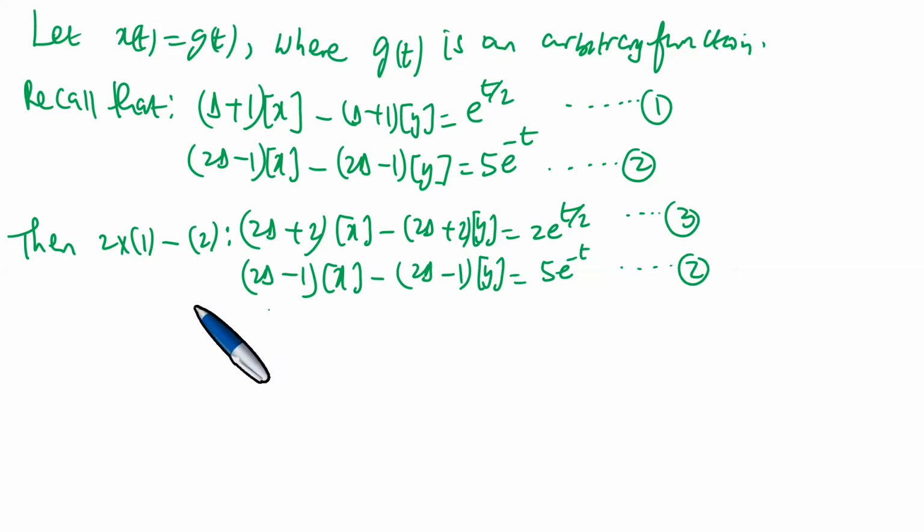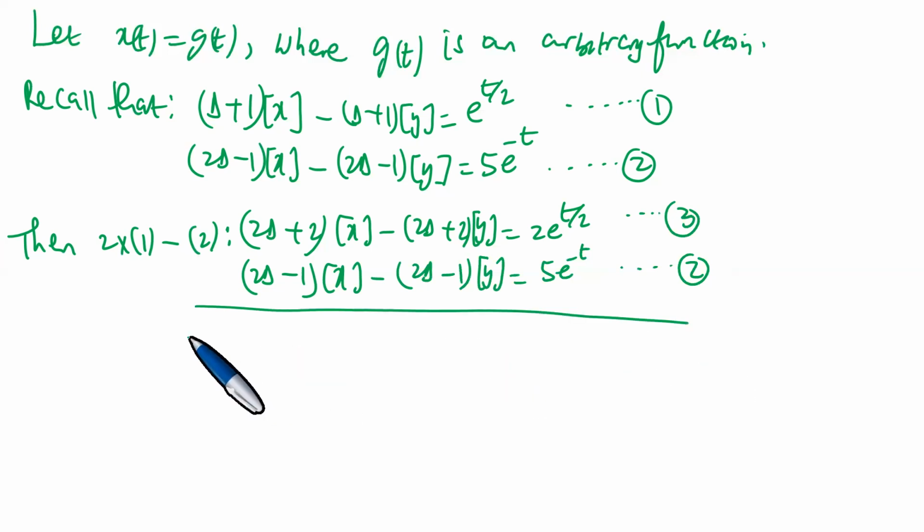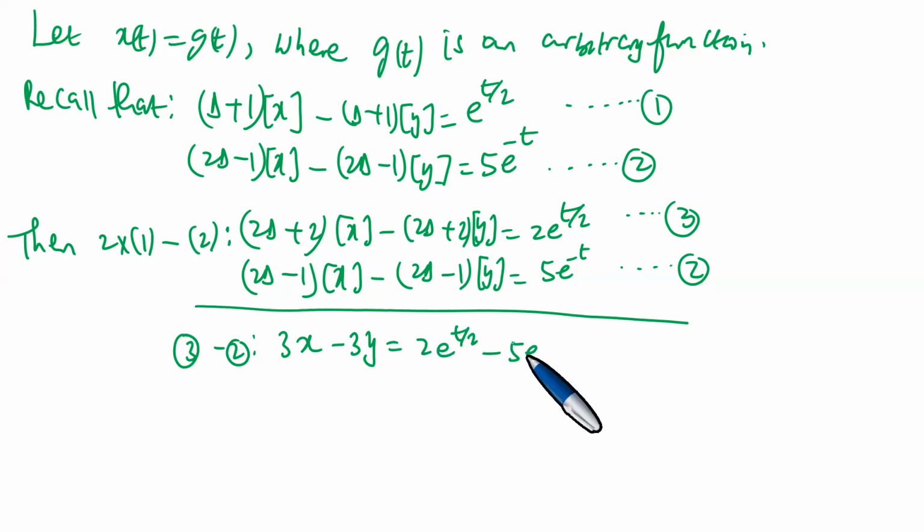So that at this point, if you have equation 3 minus 2, 2d minus 2d becomes 0, and then we have 2x minus into minus this, which becomes only 3x. And then here, 2d minus 2d becomes 0, and then we have minus 2, this is going to be minus 2, and then this one is going to be plus 1. So minus 2 minus 1, so it's minus 3y, which is 2e to the t over 2 minus 5e to the minus t.